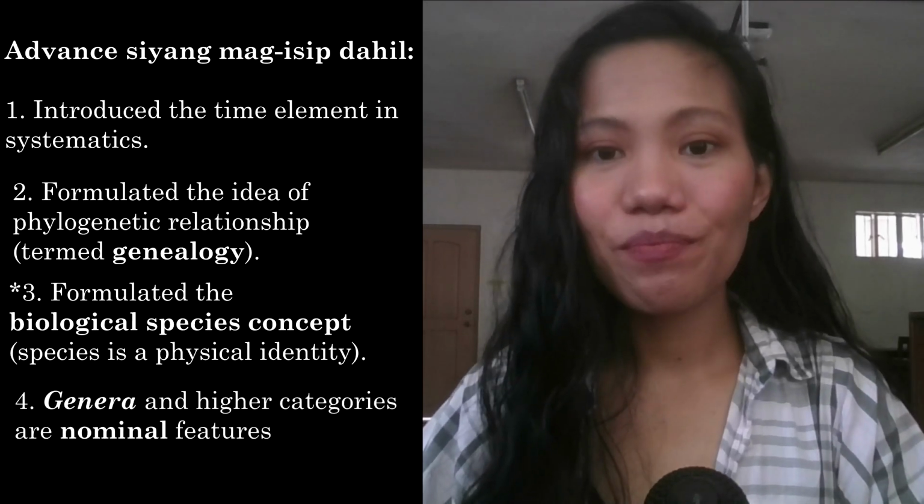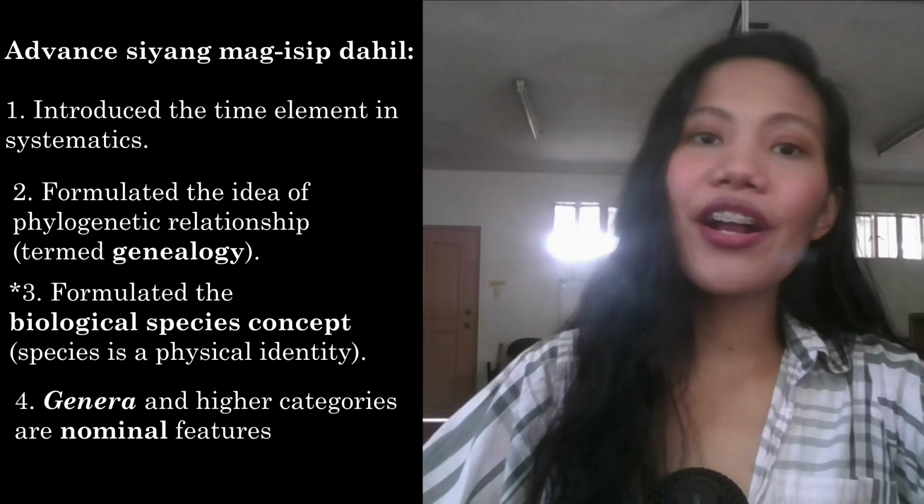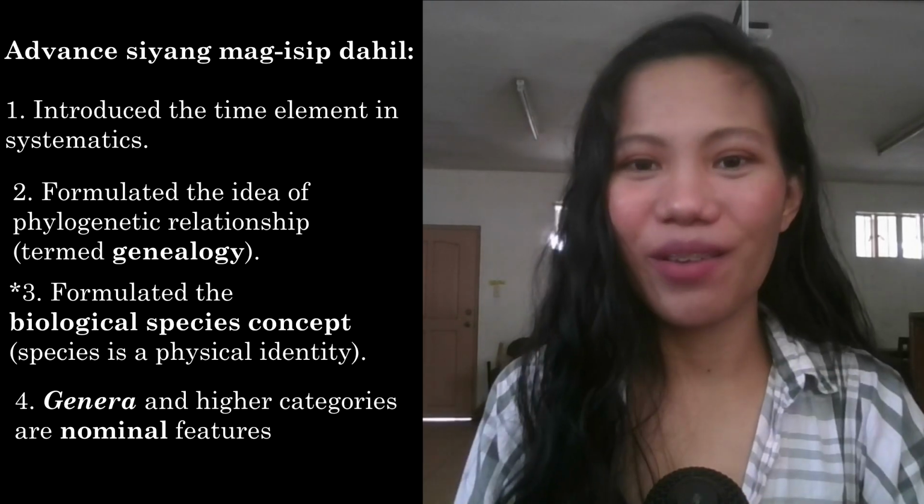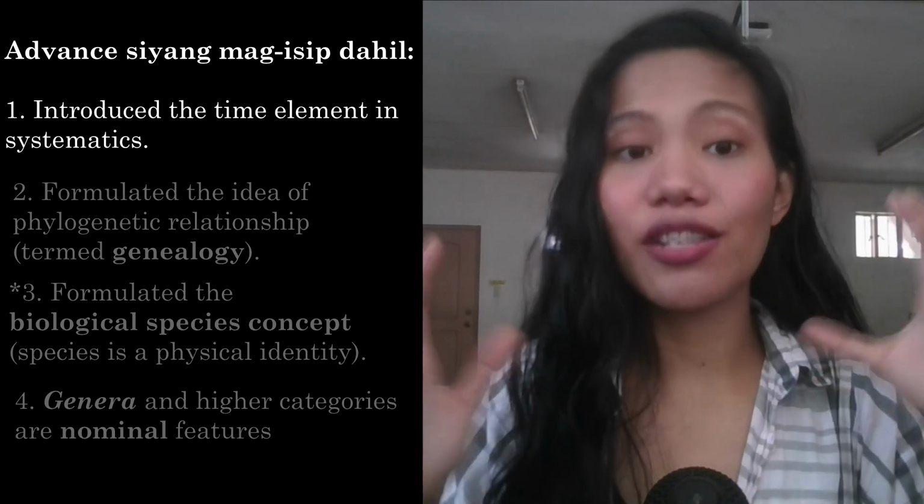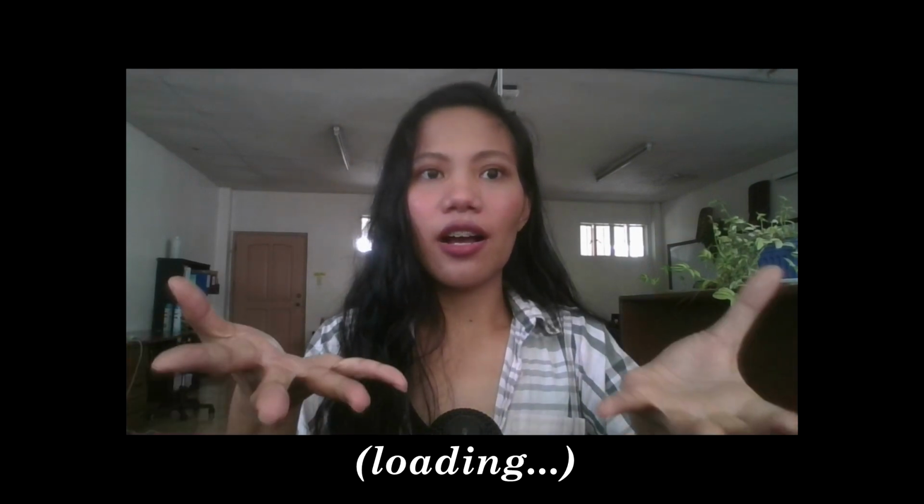And lastly, he was advanced for his time because genera and higher categories was actually nominal features for him. Nominal, nasa name lang. Okay? Yan. So, we just use them to be able to order, to put things in order. Okay? So, those were the key characteristics of Buffon's accomplishments, of his achievements in the field of systematics. So those were the key characteristics that make him advanced for his time. So let's look at the next one.